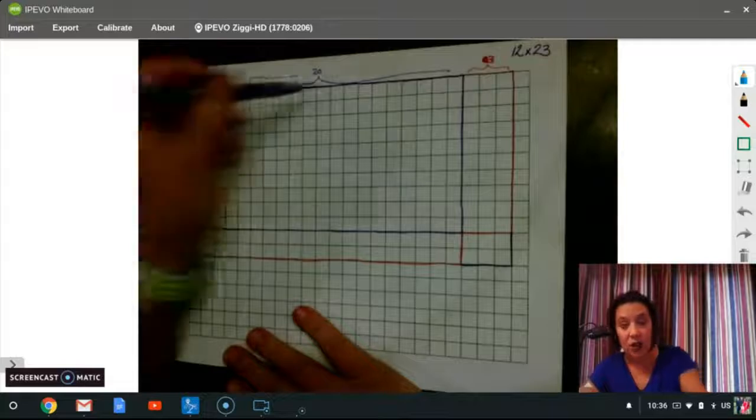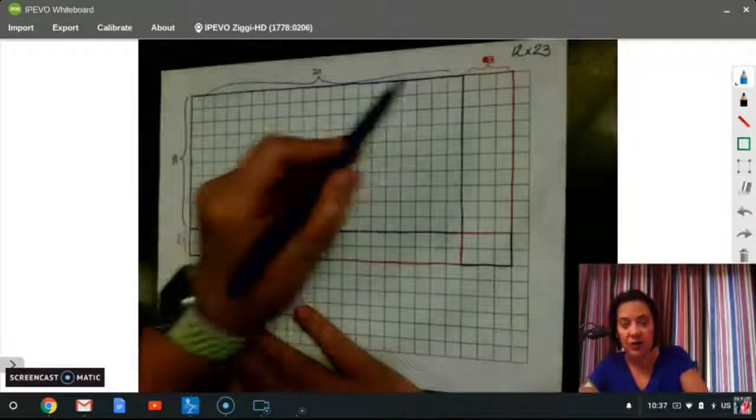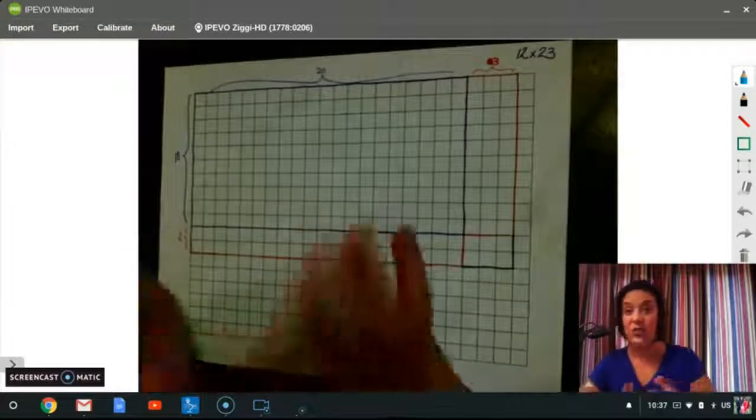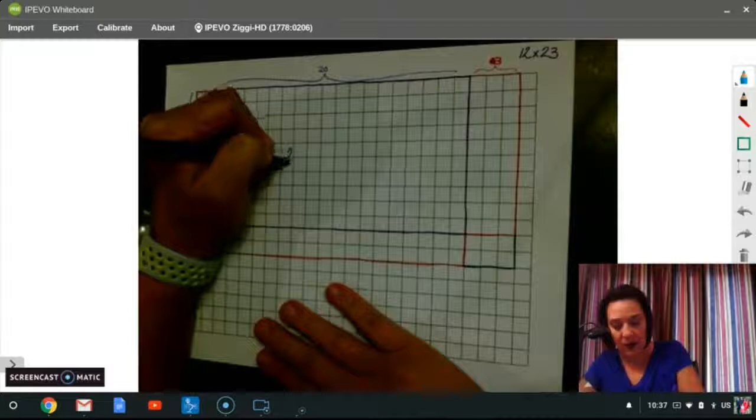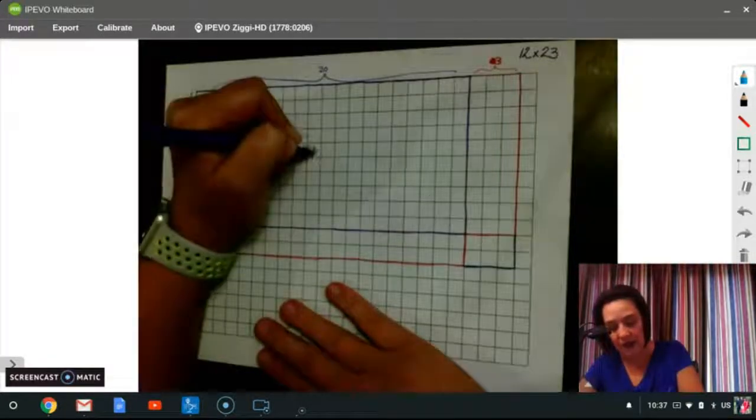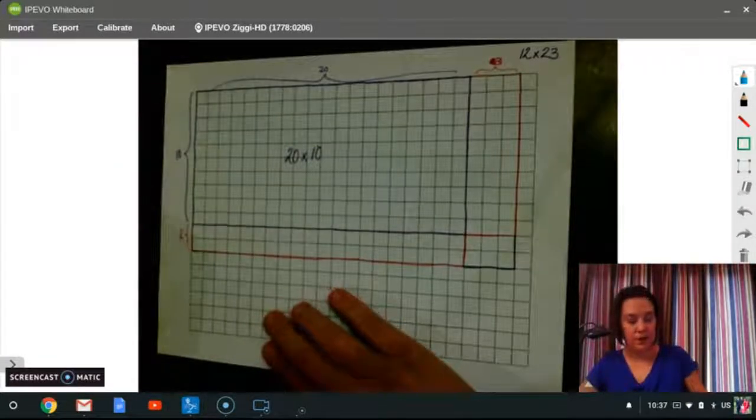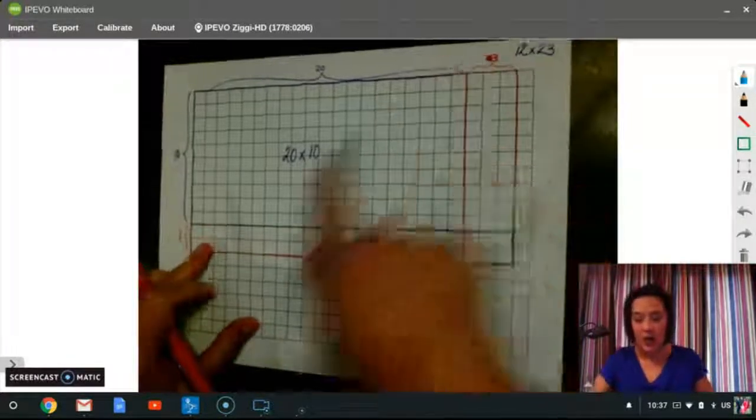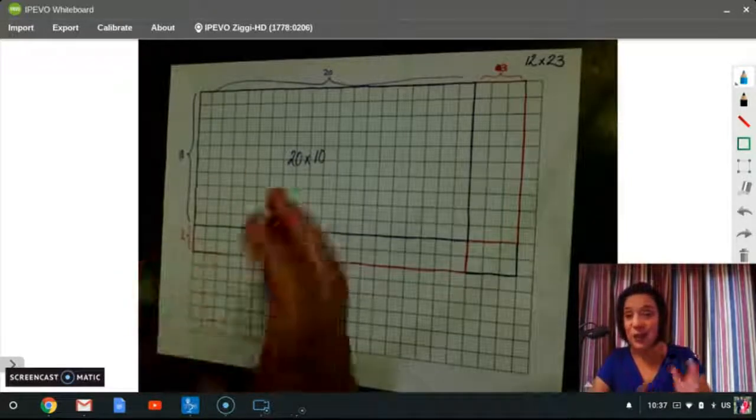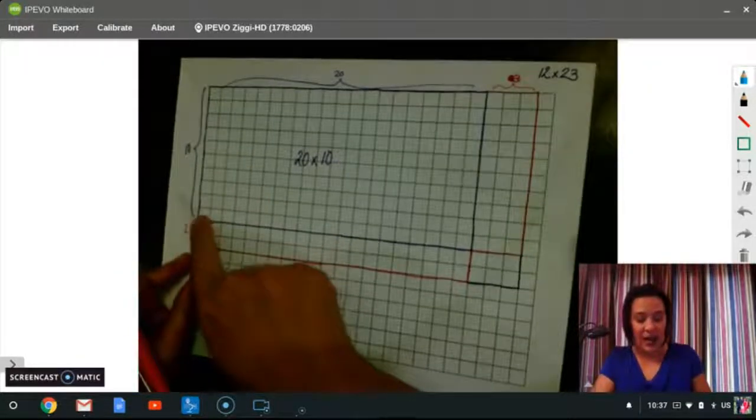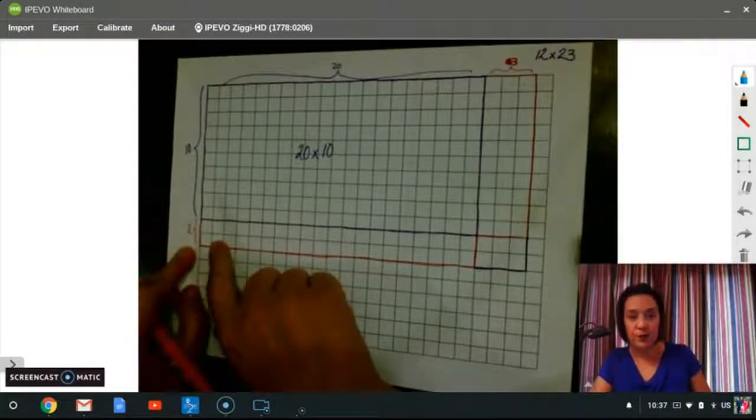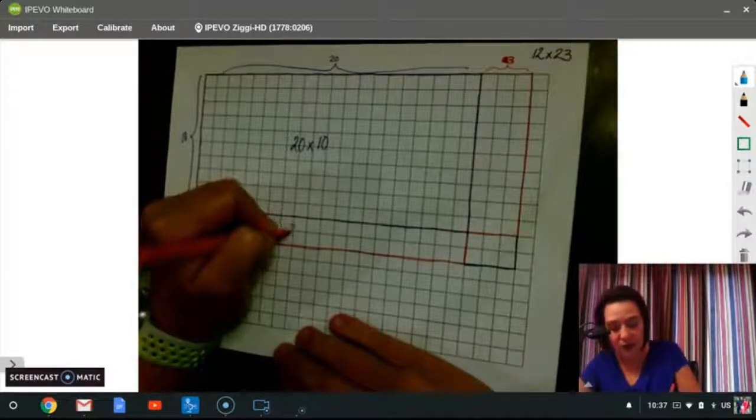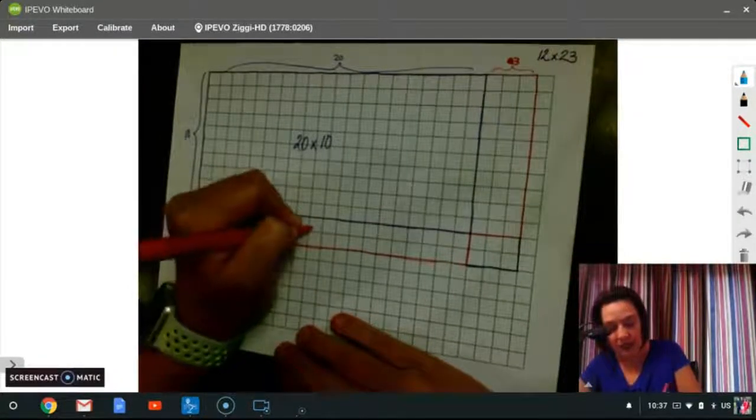So for this larger area up here, the space represents 20 times 10 or 10 times 20, however students see it. So I'm going to write 20 times 10. In my red areas over here, we'll start at the bottom. It doesn't matter. Start wherever the kids want to start. I have an area that is 2 by 20. So multiplication, I have 2 times 20.